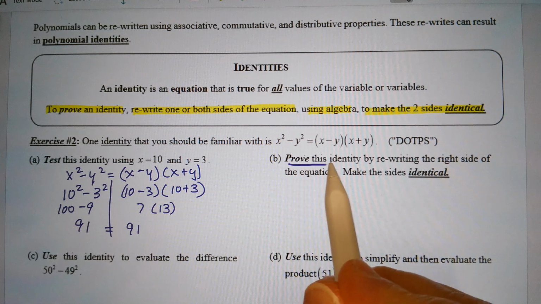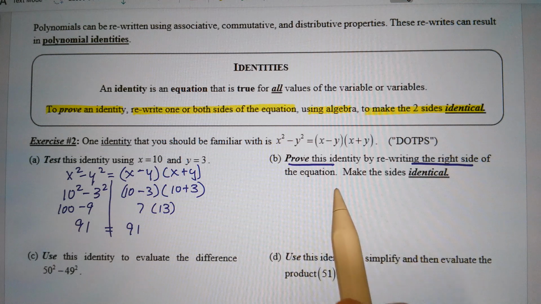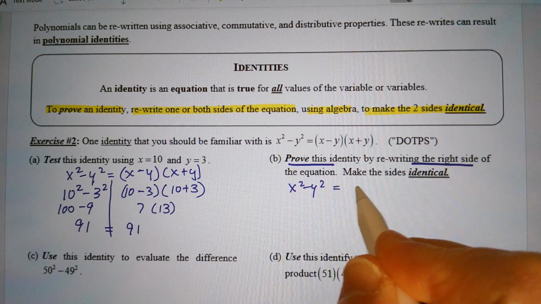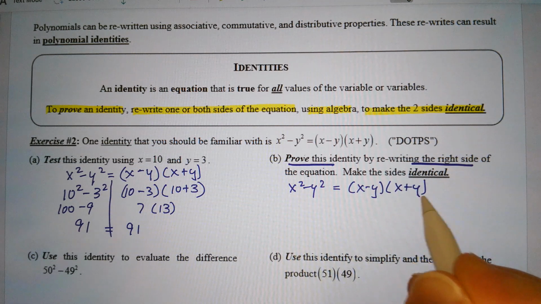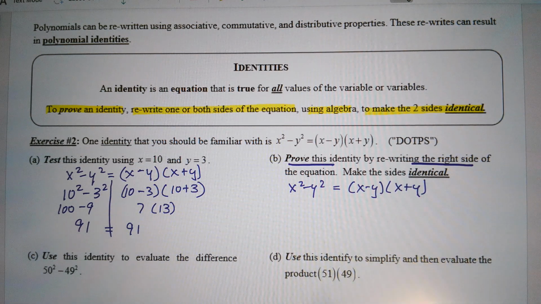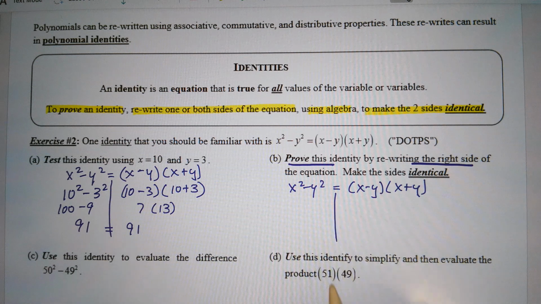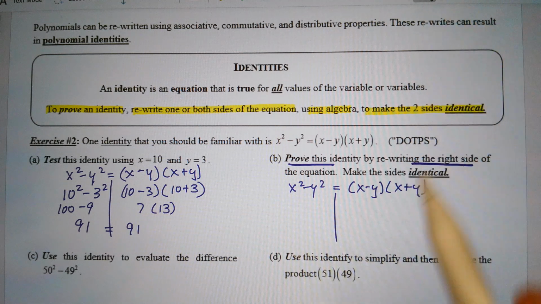Next it says to prove this identity by rewriting the right-hand side of the equation, making the sides identical. We want to rewrite the right-hand side. In other words, let's perform the operations here. You would draw that vertical bar in line with the equal sign. So we're using our double distribution.